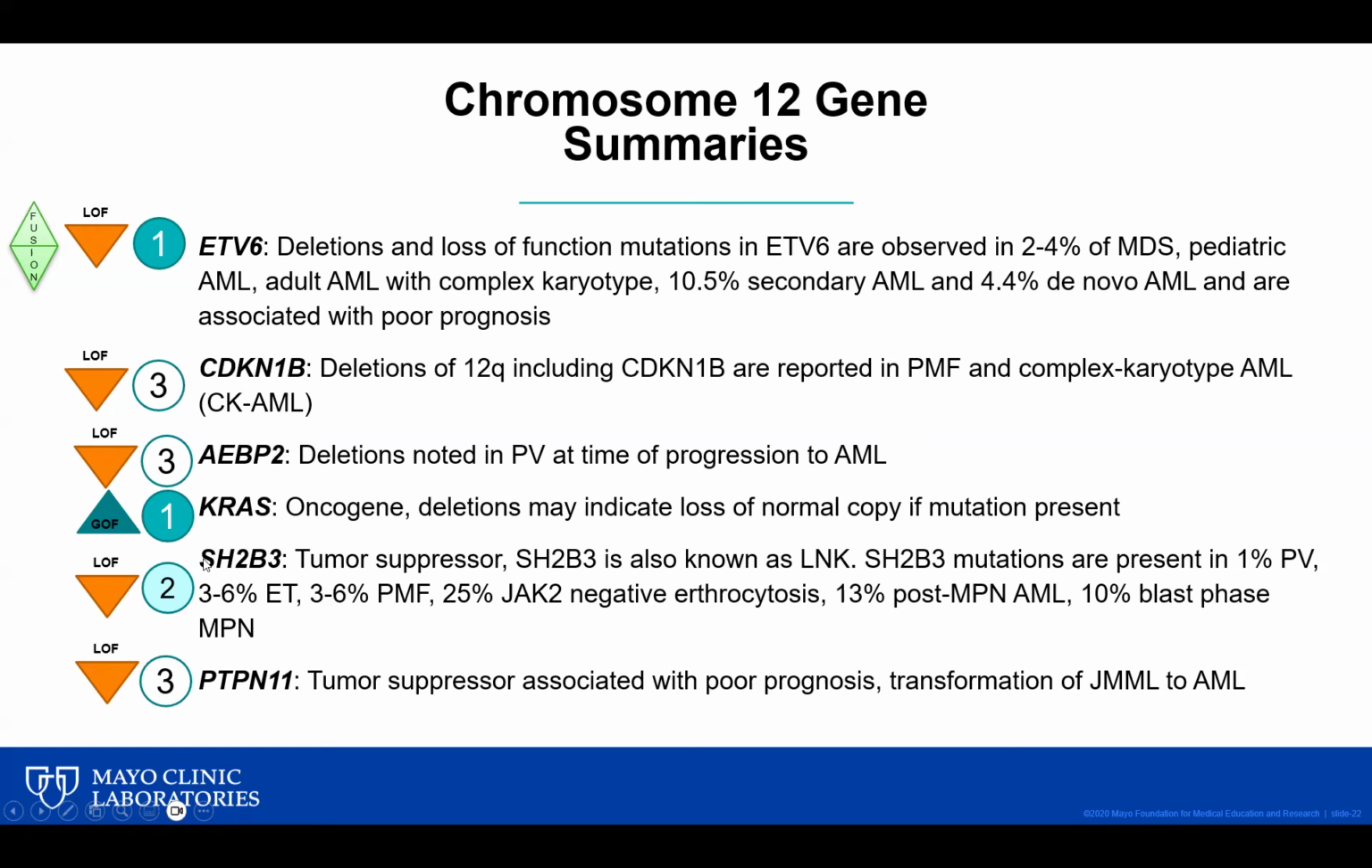And then SH2B3, this is a tumor suppressor. However, we ended up not including this on the report based on director discretion, thinking that this was not specific to our patient's entity. And then PTPN11 is a common tumor suppressor associated with poor prognosis and seen in pediatric tumors, so this was included in the report, even though it is a clinical significance level 3.